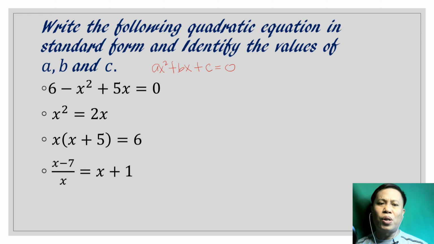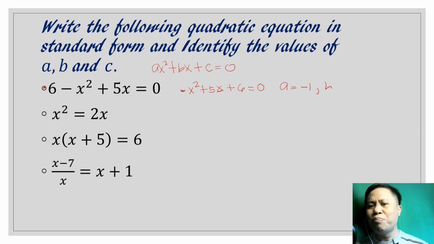to 0. So if we answer the first one, we simply rearrange the terms. The negative x squared comes first, followed by 5x, the linear term, and followed by the constant 6, then equated to 0. So that's now the standard form. What's the value of a? That's negative 1. The value of b, which is the coefficient of x or the linear term, is 5, and the constant is positive 6.